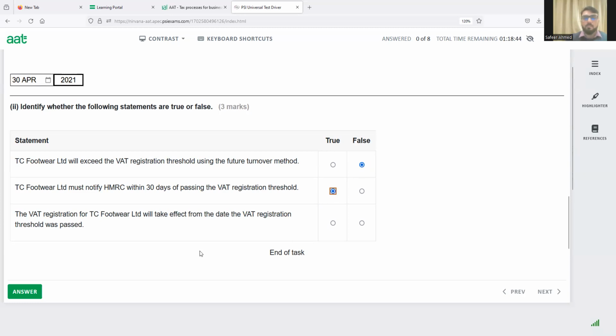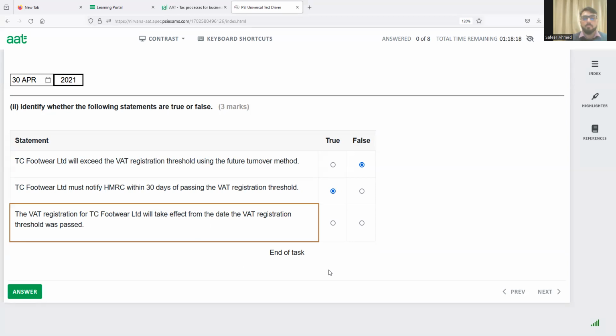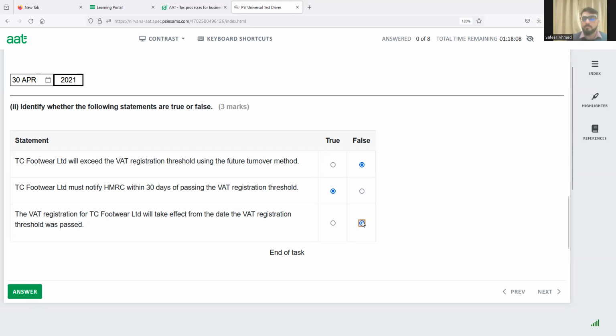The final one is the VAT registration for TC Footwear Limited will take effect from the date the VAT registration threshold was passed. That's not true, because remember that the VAT registration takes effect from the date the business is registered for VAT, rather than when they exceeded the threshold. Okay, so this will be false because of that reason.